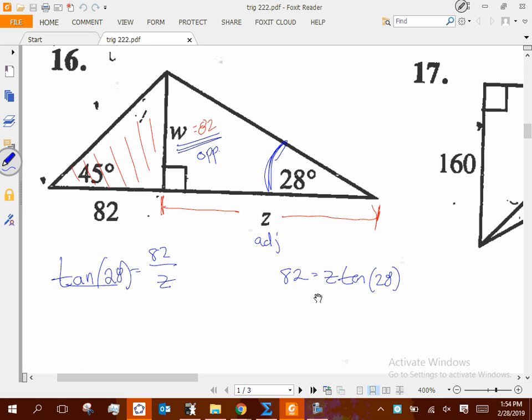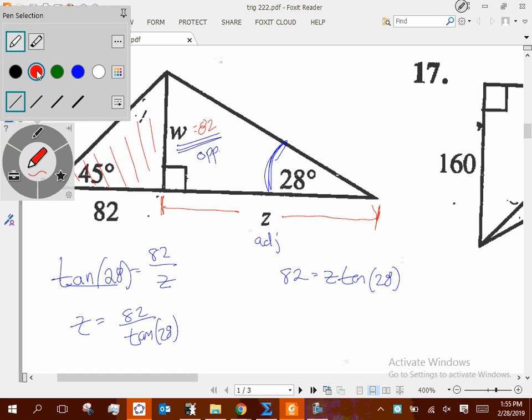Divide, right? I'm going to divide both sides by tangent 28. So I end up getting Z equals 82 divided by tangent 28. And the reason I wrote that over here is because I want you guys to see something that might be of benefit in regards to being efficient with these.